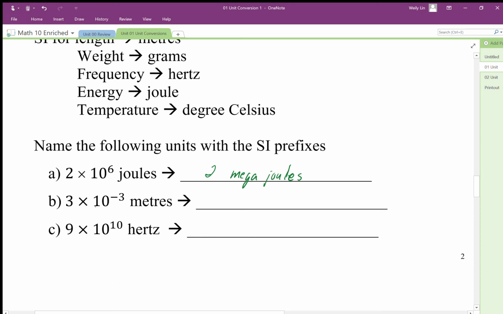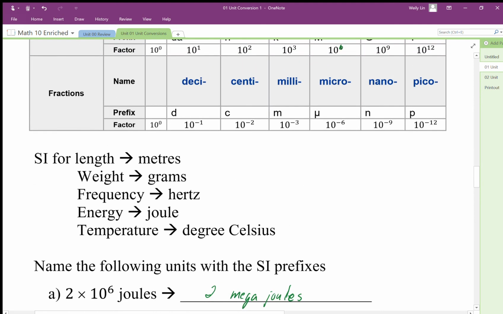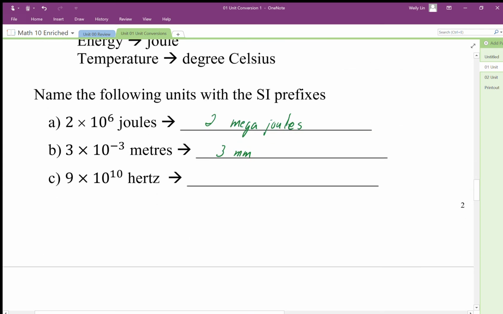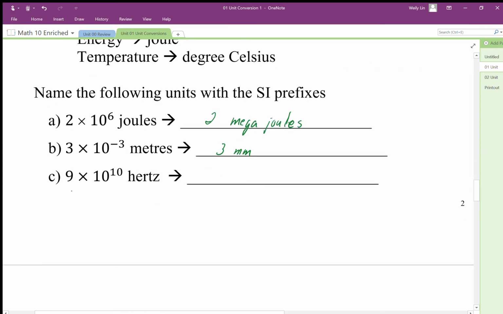Here we have 3 times 10 to the power -3 meters. That's 1/1000th of a meter. Well, that's one that's familiar to us. It's 3 millimeters. If we have 10 to the 10 hertz, well, there's no 10 to the 10 here. There's 10 to the 9, which is giga, 10 to the 12, which is tera. Well, we need to express this with giga. So we only have 10 to the 9. So we have to rewrite this as 90 times 10 to the 9, and that becomes 90 gigahertz. Okay, and that's how we measure frequency.